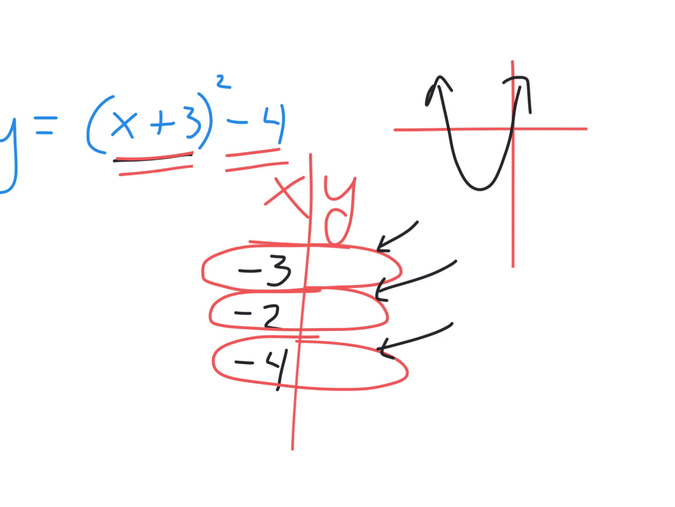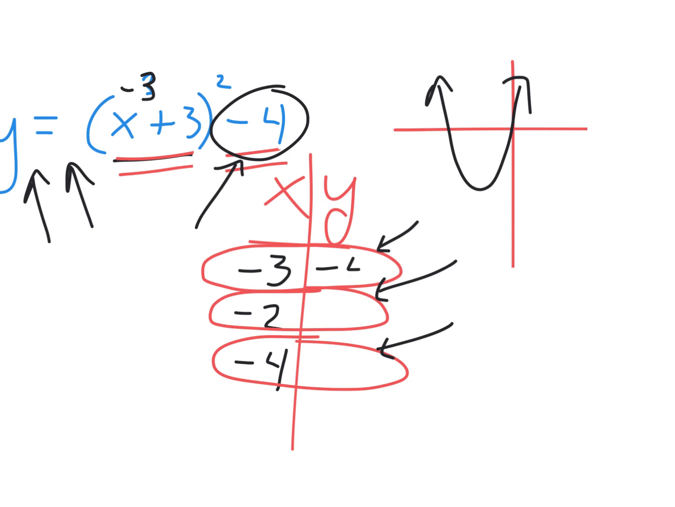Okay, let's see if you got the same thing I did. I put in negative 3 right here. I'm going to change colors so it doesn't just blend in. And that becomes 0, and 0 squared is still 0. And then I don't forget to minus the 4. Y equals negative 4. Who had negative 3, negative 4? Okay, awesome.